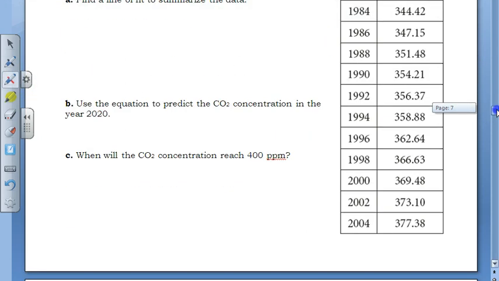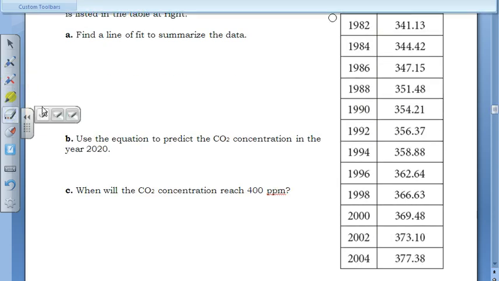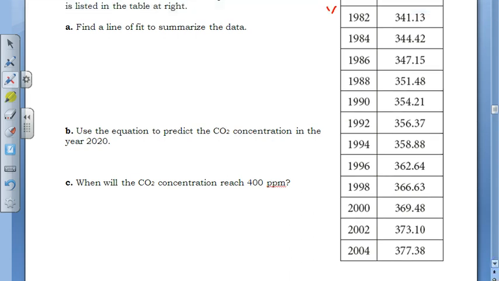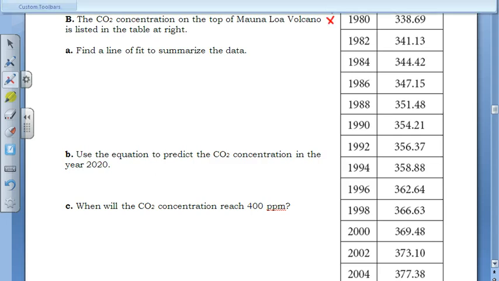I'm trying to make it fit on the screen. Hold on, let's erase that. Okay, we need to go. There we go, x1 and y1 and x2 and y2.